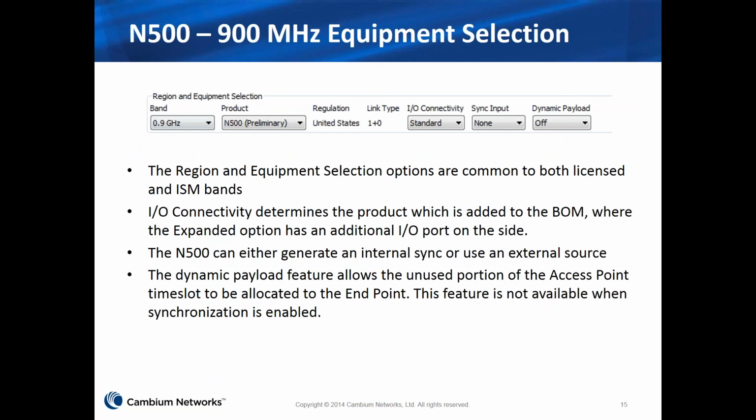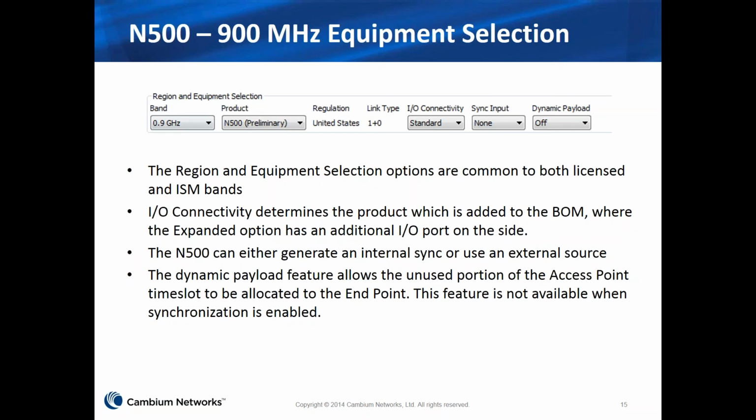The I/O connectivity options don't affect the performance predictions in LINKPlanner, but they do change the radios that are added to the BOM. The radio comes in two formats, a standard format and an expanded version, which has an additional I/O port on the side. For each format, the radio is also available as either a single or dual radio.